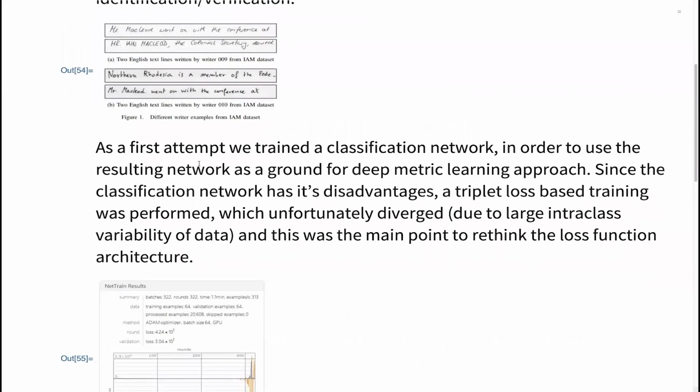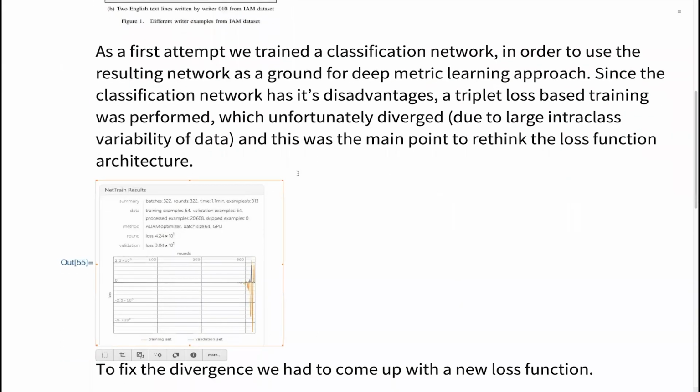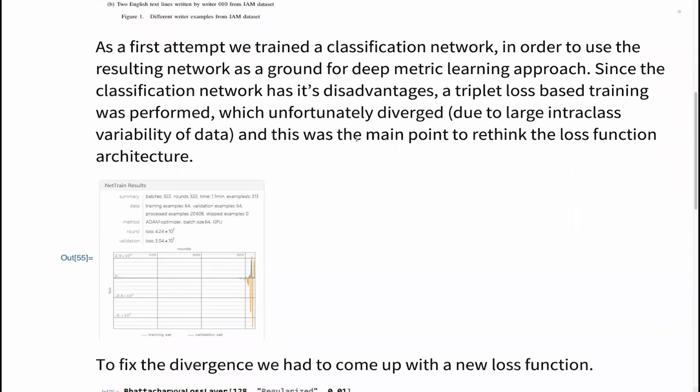So as a first attempt, we took just the classification network. The reason was we needed some ground to start training the deep metric learning approach, not to do everything from scratch, to have some ground as a pre-trained model. And of course, since the classification network has its disadvantages, the first attempt was the most popular triplet loss based training. But unfortunately, as you can see in the snippet below, due to the large intra-class variability of the data, we got divergence.